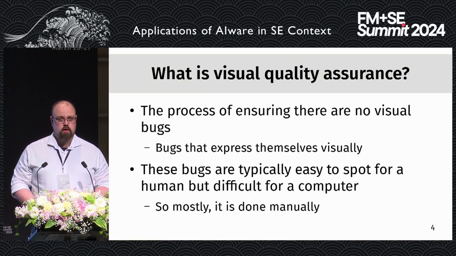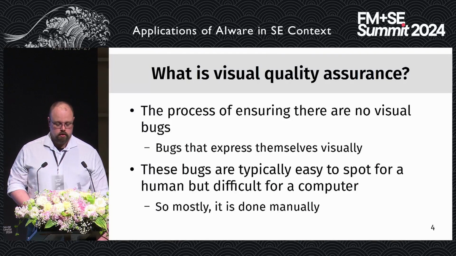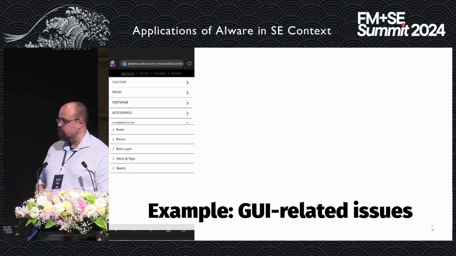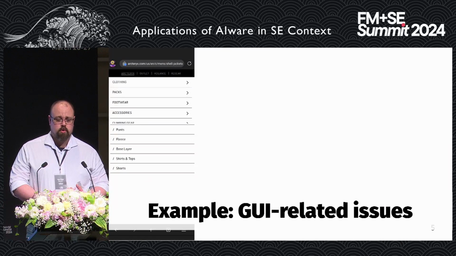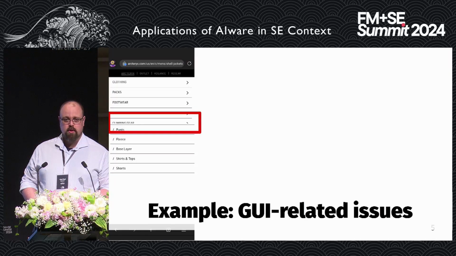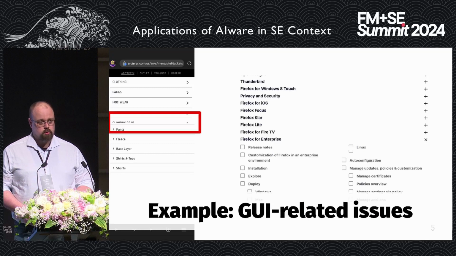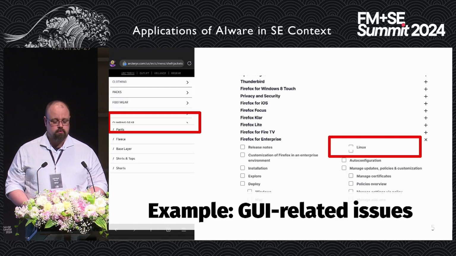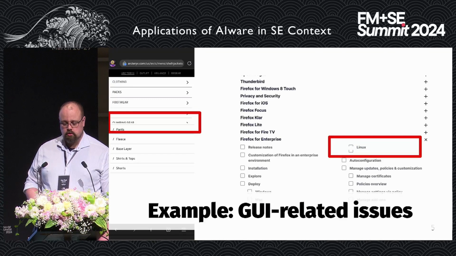As a result, a lot of this type of testing is done manually, which is of course very expensive and very tedious. To give you an example of what we're talking about when we talk about visual bugs, you can think about GUI related issues. Here in the menu, you see that there's some overlap. I'm sure that you have used a website at some point where the menu functioned like this, and it's very annoying to work with. Another example is this, where a checkbox in a form is broken and you cannot actually use it. These are very well-known examples of visual bugs.